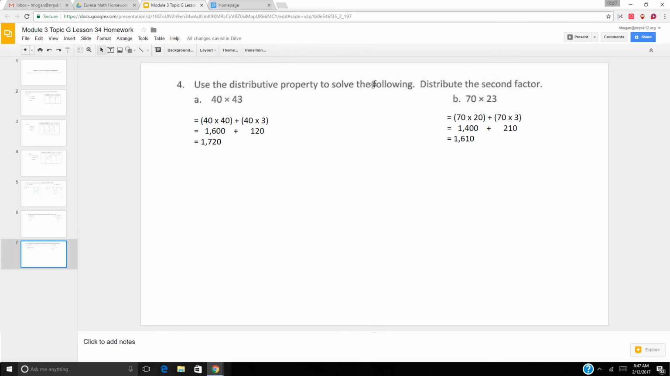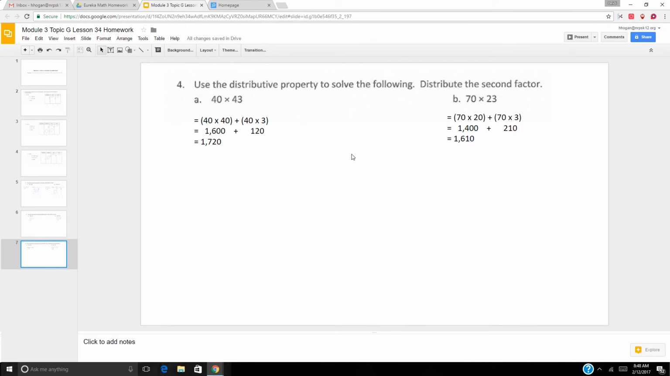Now this is the distributive property. So 40 times 43. So that's 40 times 40, 40 times 3. And then we add that together. 40 times 40 is 1,600. 40 times 3 is 120. And we add those together, we get 1,720. 70 times 24, which is 70 times 20, 70 times 4. 70 times 20 is 1,400. 70 times 4 is 280. 1,680. It's a little easier than the place value discs, don't you think?